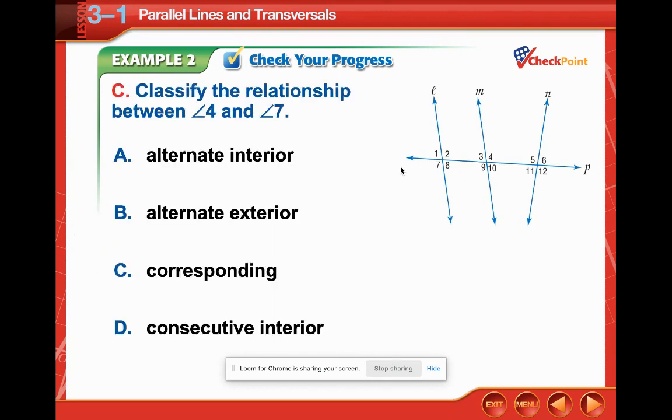All right, angle 4 and angle 7. They are not interior angles, so A is definitely incorrect. They're not corresponding because they're on opposite sides of line P, and they're not consecutive interior because they're both exterior angles, so it's got to be alternate exterior.